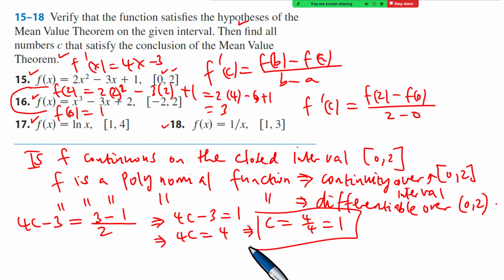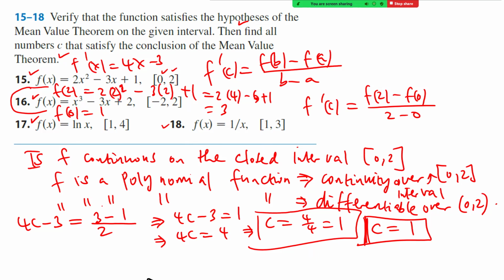This is the conclusion. So we are to find the number c. Find all numbers c that satisfy the conclusion of the mean value theorem. So we can see here that the number c is exactly 1. So c is 1. We have solved this one. We're done. We're excited. Let us try the next problem.